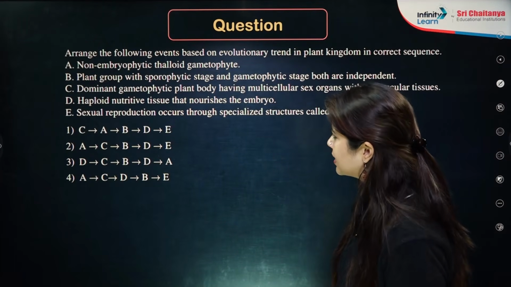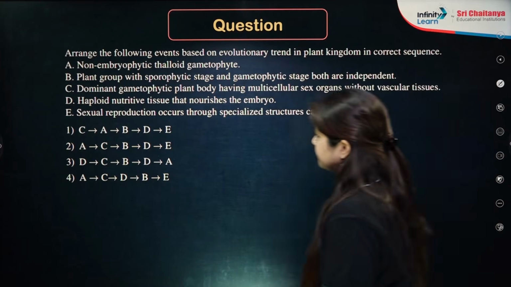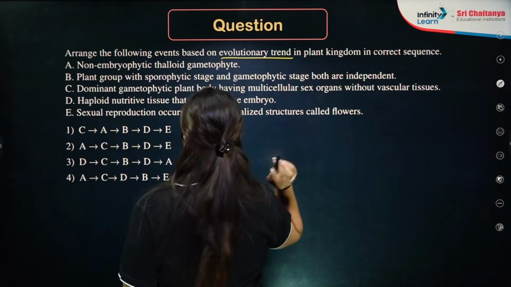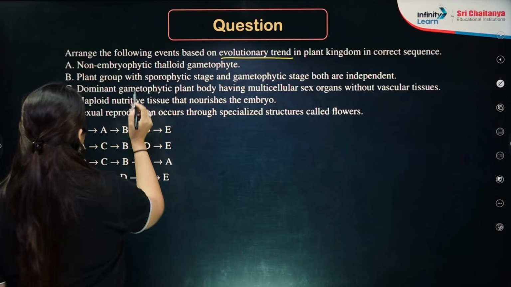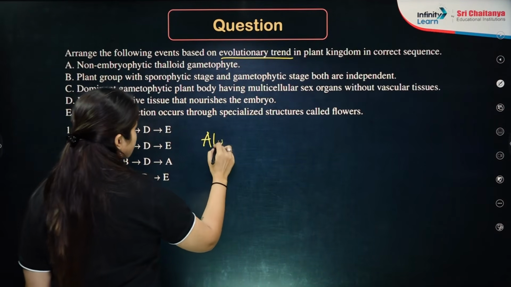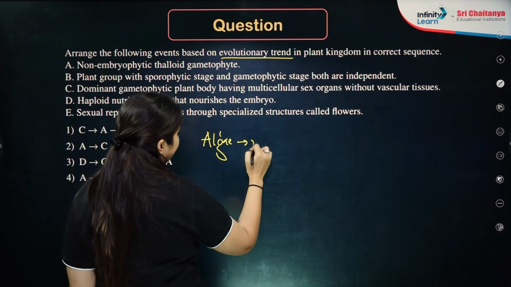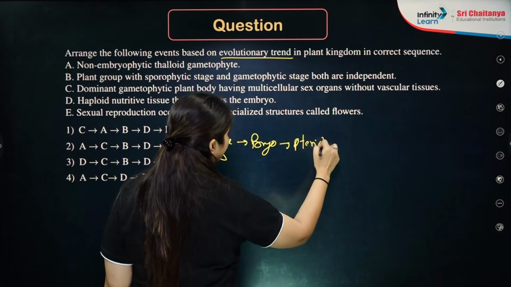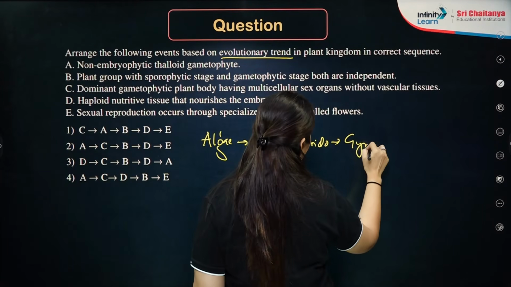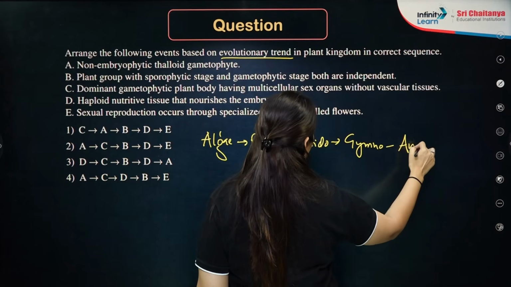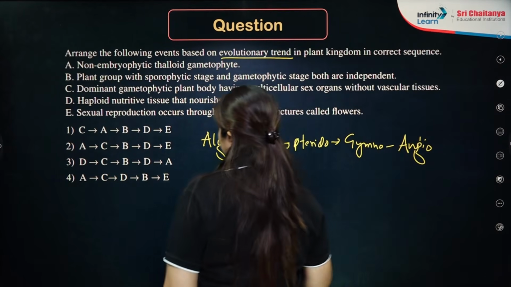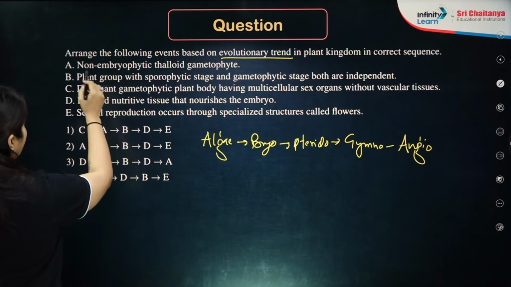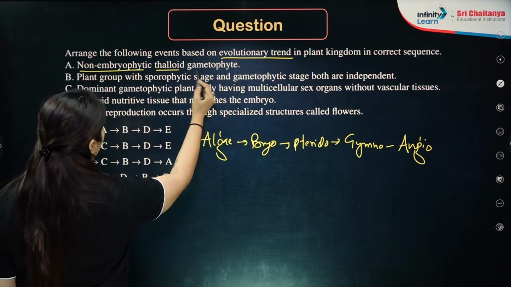Next question is, arrange the following statement based on evolutionary trends in plant kingdom. Okay. So first of all, we know that evolutionary, first of all, we have algae, then we have bryo, then we have pterido, then we have the gymnos, and then finally angiosperms. Okay. First of all, non-embryophyte thalloid gametophyte.